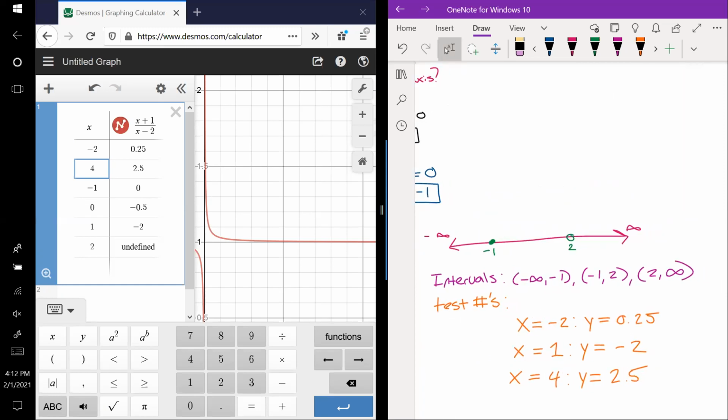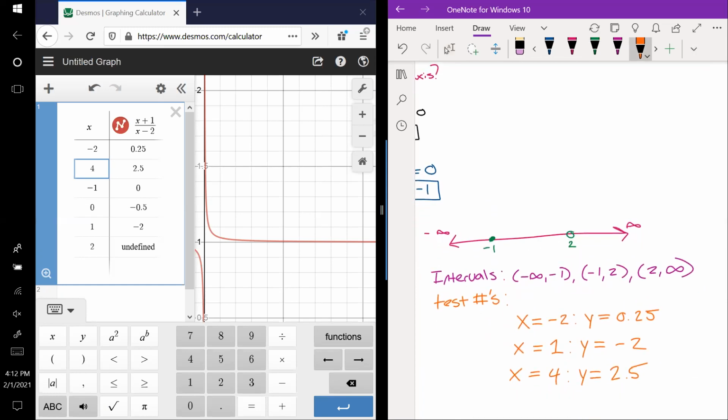Now let's go ahead and look at what we have here. The test number we picked from -infinity to -1 was -2. And whenever we plug that into the original function, we got a positive output. Like I said, we're only looking at the output, whether it's positive or negative. So if you have a positive output, this means that no matter what x value you pick from -infinity to -1, you're always going to get a positive output, meaning your y values will always be above the x-axis.